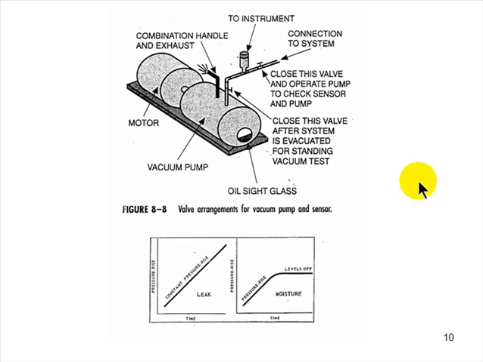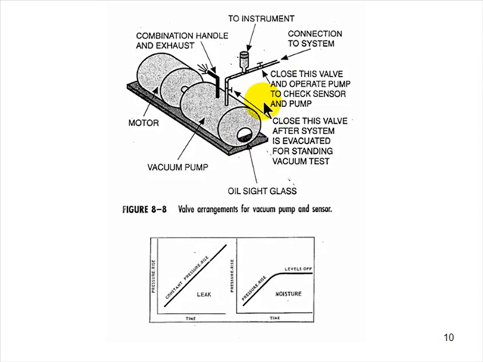Vacuum pump. Now, if you're going to use it, you got to do some things. First of all, if you're going to use a micron gauge, it has to be surrounded by two valves. The manufacturers sell these fittings. They're usually in a Y shape. I'm showing it linearly here. It has two valves. One goes to the micron gauge. The other goes to the system.